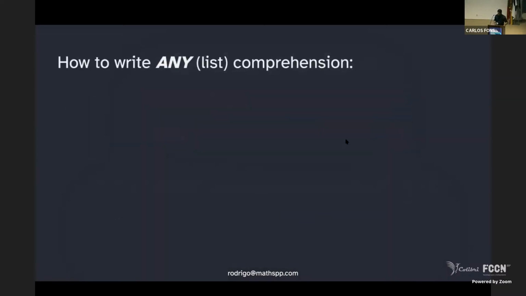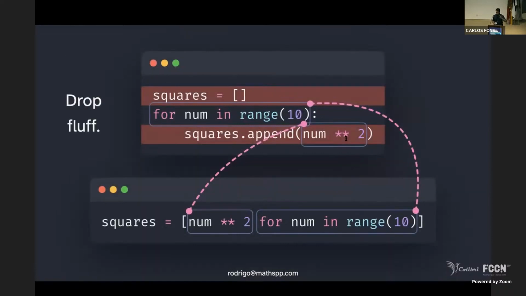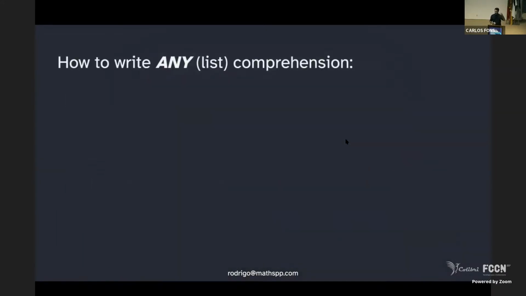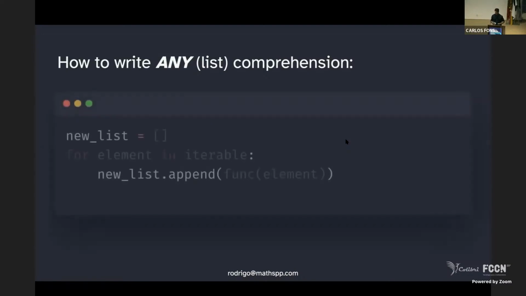Okay. So this was a very specific example. I work with Python every day. I don't generally compute squares. I usually don't do it. So how do you write any list comprehension? So how do you generalize to any list comprehension?